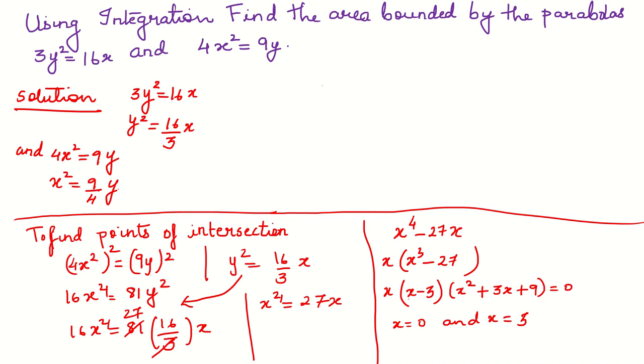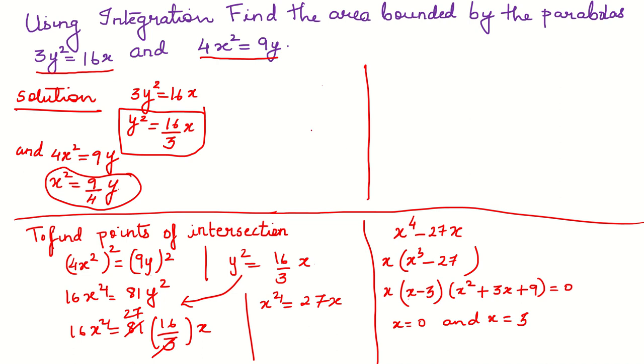Next, one problem we will solve. Using integration, find the area bounded by the parabolas 3y square equals 16x and 4x square equals 9y. Now I simplified the equations here and here. Now let us draw it. Drawing the figure is a very important step. As I had said, y square is equal to something x, so it is positive, so it will be on the x-axis.